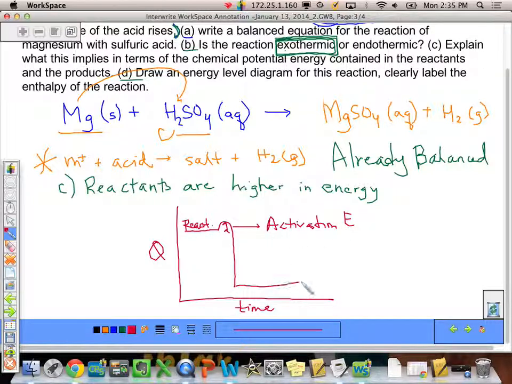And then down lower than the reactants are the products. So the products are more stable than the reactants are. That's why they're down lower. They're more stable than the reactants are. And then the part between the two levels is my change in enthalpy, which is a negative delta H. It's releasing energy, which is why it is negative.